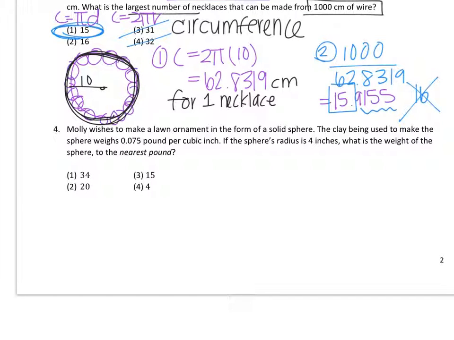Number 4 says that Molly wishes to make a lawn ornament in the form of a solid sphere. The clay being used weighs 0.075 pounds per cubic inch. The sphere's radius is 4 inches, and your goal is to figure out the weight to the nearest pound. This is like questions 1 and 2. So first step, volume. Second step, convert.